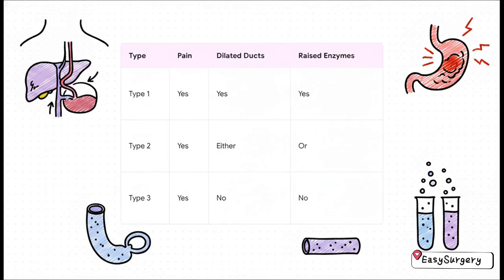Because we have definitive, rock-solid proof of a physical blockage, these type 1 patients are hands down the best candidates for surgical intervention, like an ERCP with a sphincterotomy, to just cut the sphincter and relieve all that built-up pressure.